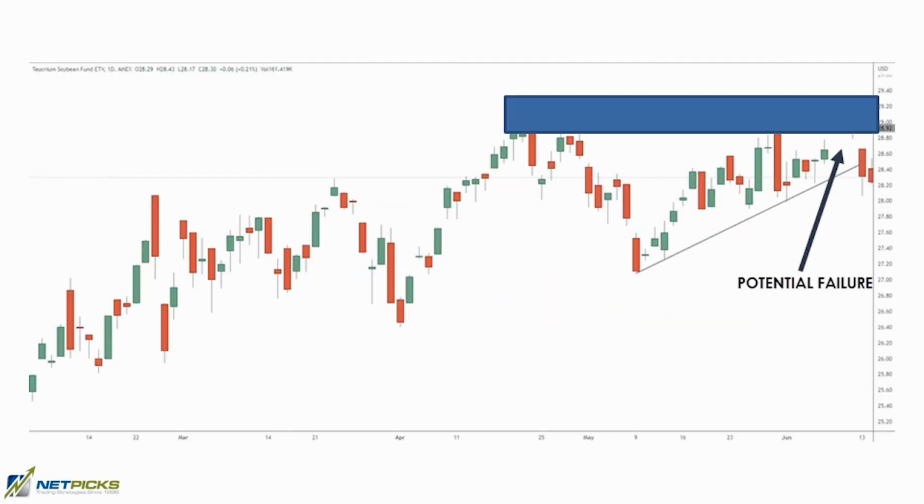Now we can see the swing high. We see the price pulls back, and price doesn't just drive back into resistance, but it begins to make higher lows into resistance.